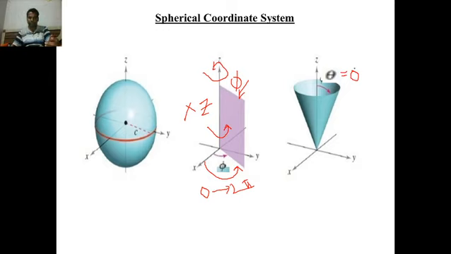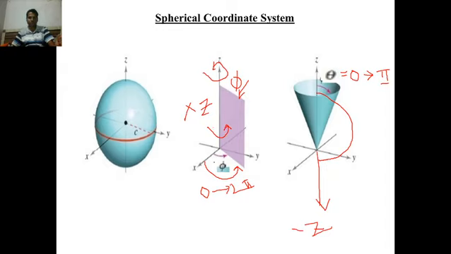If theta is extended to the full amount, theta can be maximum pi. Why? Because the right circular cone can be extended from this point, from positive z towards negative z. This is the negative z axis. So theta can be minimum 0 and maximum pi.